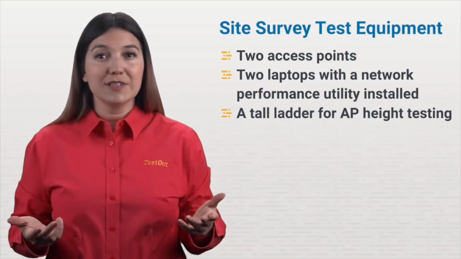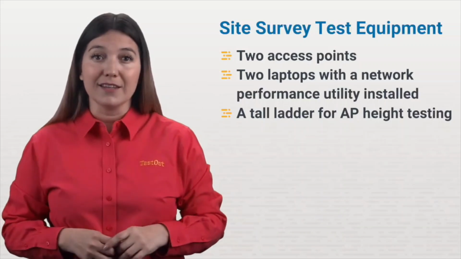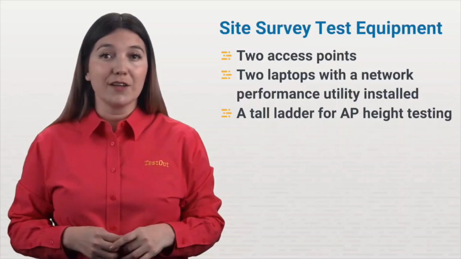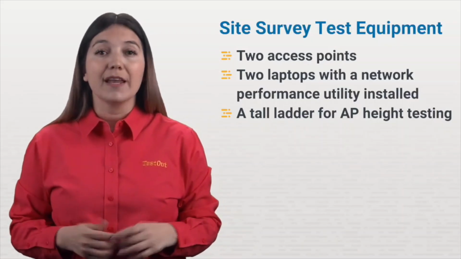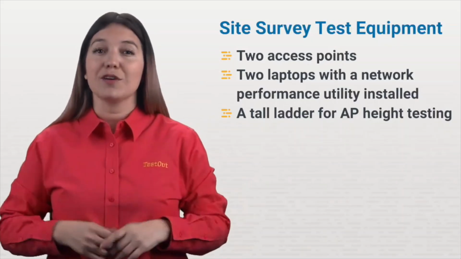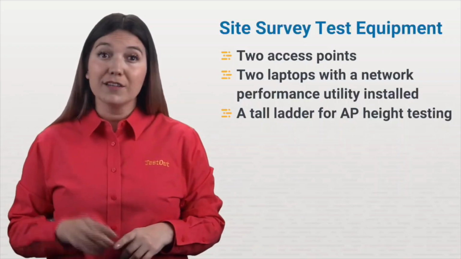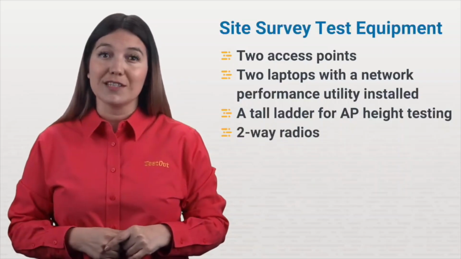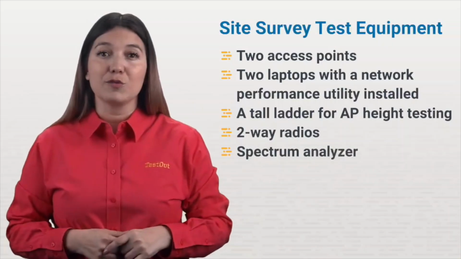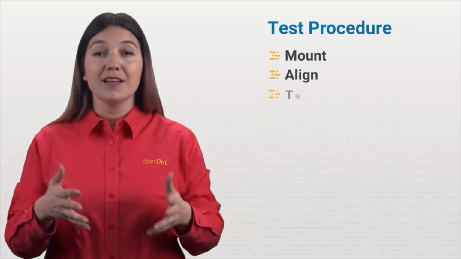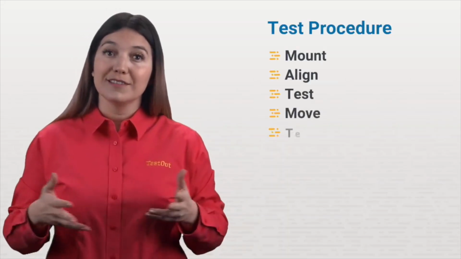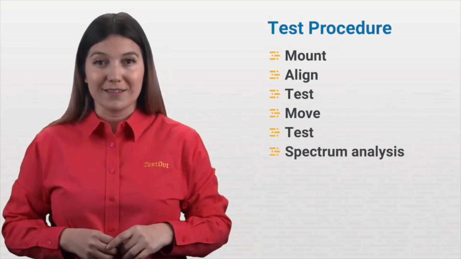During the site survey, you won't physically install each access point. Instead, you'll use a ladder to approximate its final mounting location for testing. In outdoor deployments, you may need to rent a bucket truck for this step. And then you'll need 2-way radios to communicate with your assistants and a spectrum analyzer to perform a spectrum analysis. The site survey test procedure involves these tasks: mount, align, test, move, test, and then perform the spectrum analysis.